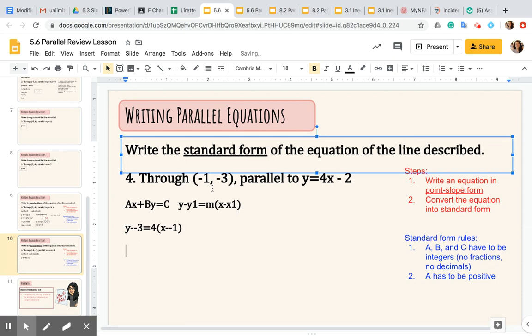Couple things I can simplify. I can change these double negatives into pluses. I'm going to do that now. That's all I'm doing. I have a double negative here, that makes a positive. A double negative here, that makes a positive.